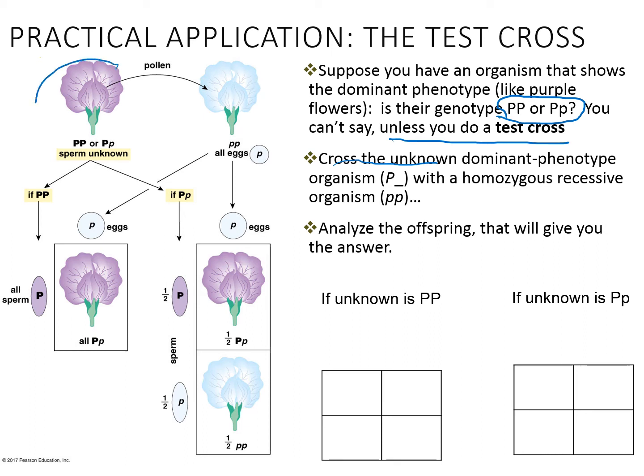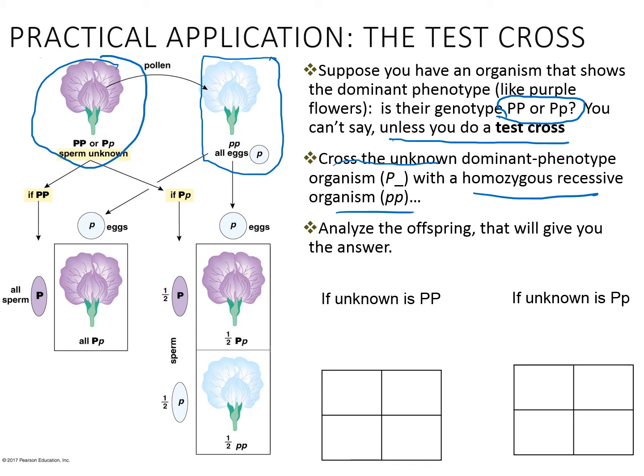I'm going to circle that now. That's the purple one. We don't know. Is it big P, big P, or big P, little p? And you cross it with a homozygous recessive organism. So why homozygous recessive? Well, firstly, if we know that purple is dominant to white, as soon as you see a white plant, you know what its genotype is. So there's no unknowns for this trait. It's little p for sure.